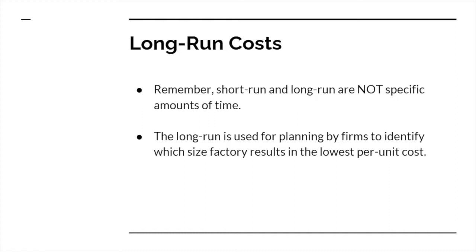The long run is going to be used for planning by firms to identify which size factor results in the lowest per unit cost. In other words, the long run is used to identify how many factories they should be making, how many actual institutions or buildings they should be planning for.